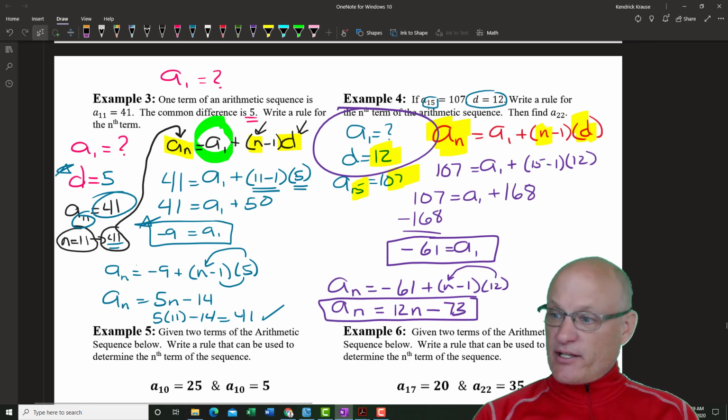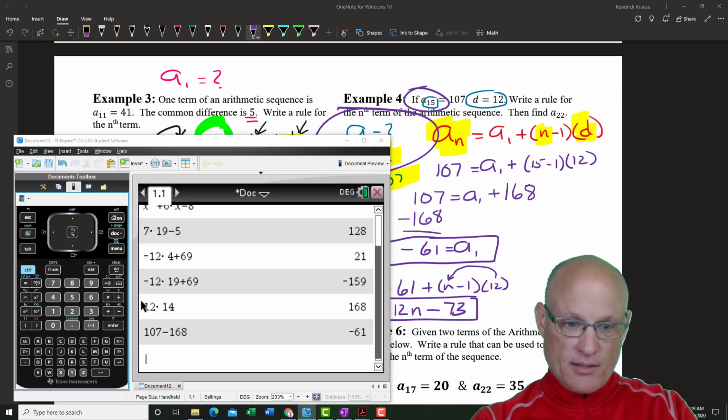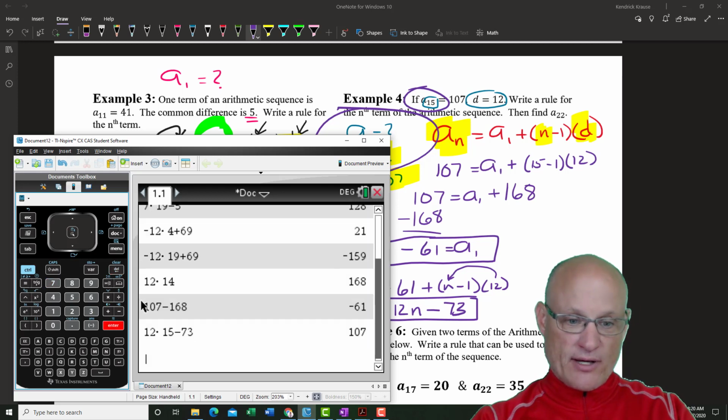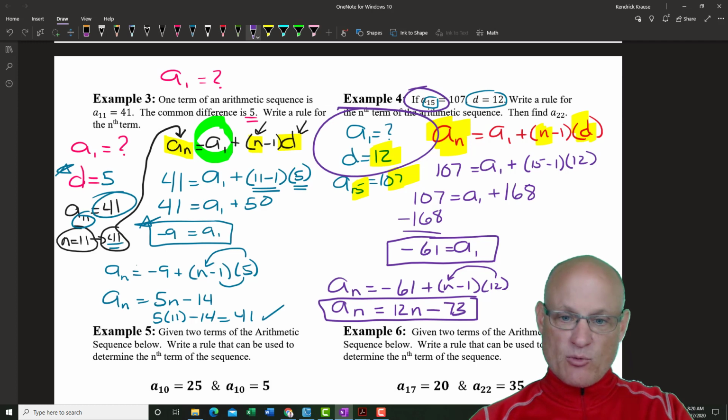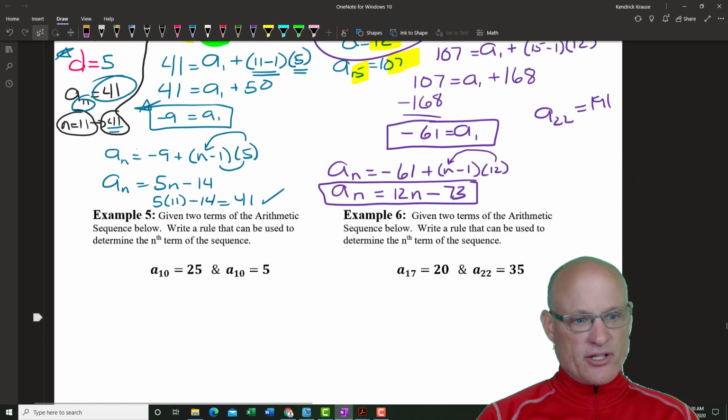Now I'm going to check this real quick by plugging in 15. I'm just going to do it on my calculator. 12 times 15, that's 180 minus 73. And I'm hoping that it's 107. It is. Good. And then they asked me to find a sub 22. So I'm just going to change the 15 to a 22. And I get 191. So a sub 22 is 191. Hopefully I didn't do that too much behind my head. I'll have to take a look at it.